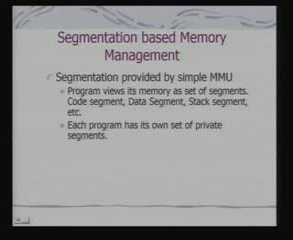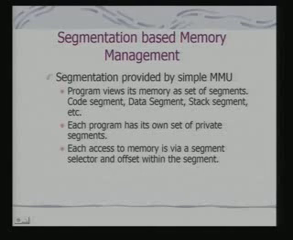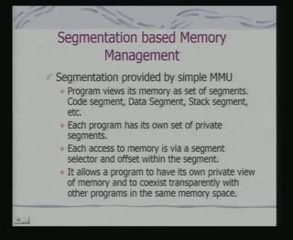Each program has its own set of private segments. So, this clearly defines different addressing space for different processes. Each access to memory is via what we call a segment selector and an offset within the segment. Now, all these things permit a program to have its own private view of memory and to exist transparently with other programs in the same memory space.